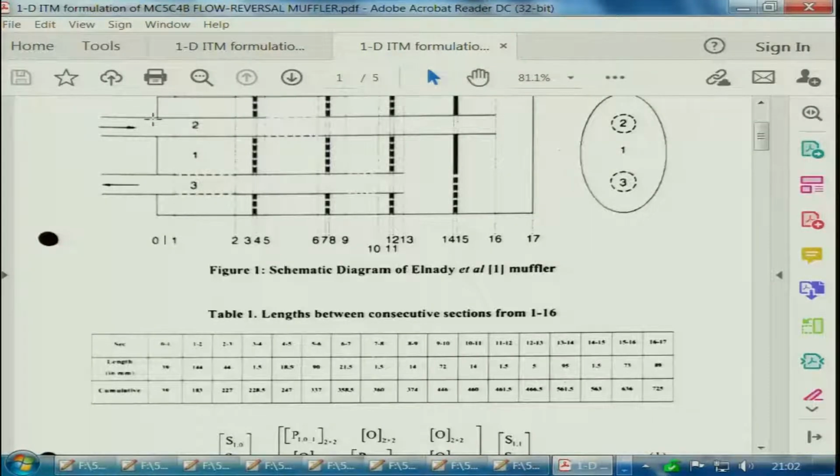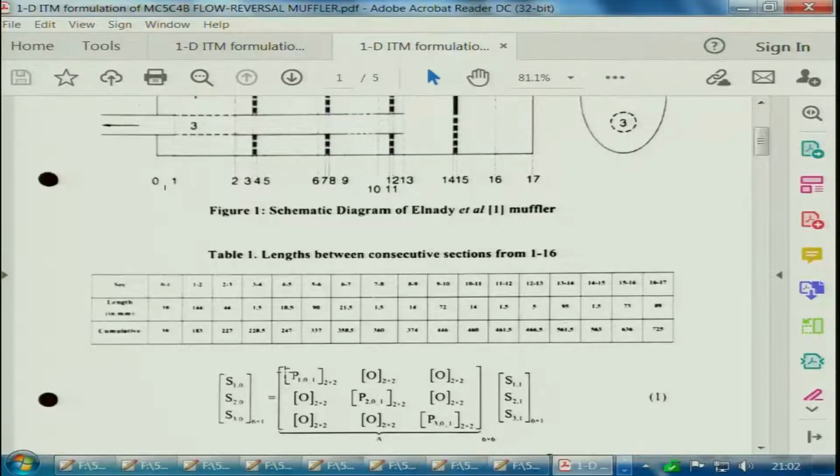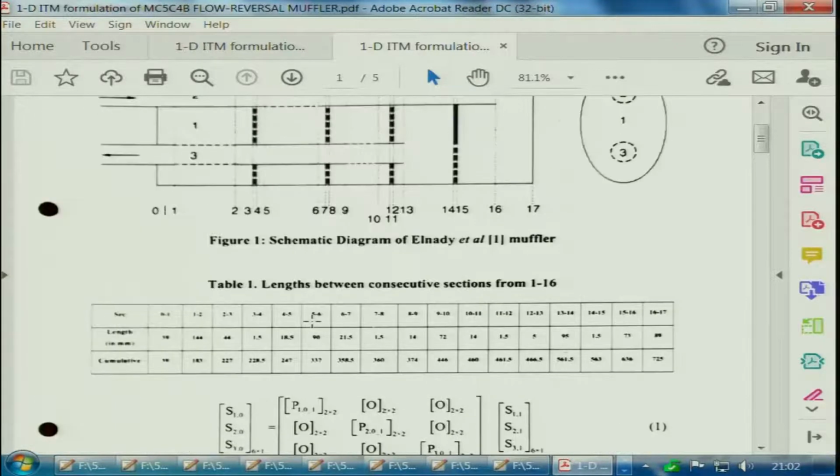The transfer matrix for the tubular element comprises cos, j sin k naught L, and the regular terms. Similarly, here also it comprises the same thing, and here also the same thing. So it is essentially a diagonal matrix where all the non-diagonal entries are null matrices. These are the regular cos, j sin k naught L terms for tubular elements.